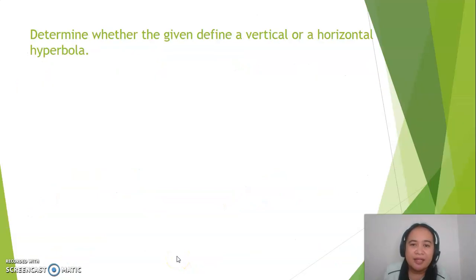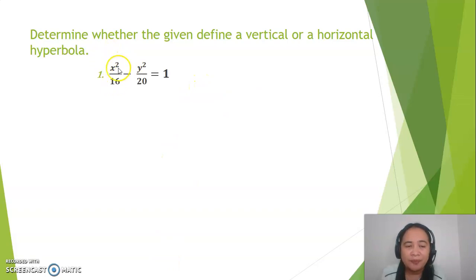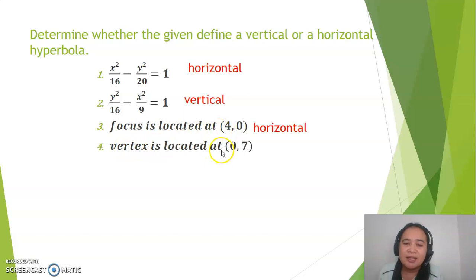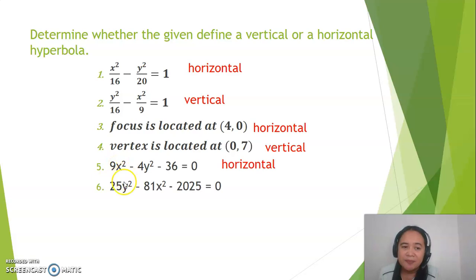Now let's have an example. Identify whether the given is vertical or horizontal. Number 1. X squared is subtracted, therefore it's horizontal. Number 2, y squared is subtracted, therefore it's vertical. Number 3, focus is located at 4, 0. 4, 0 is along the x-axis, so therefore this is horizontal. Number 4, vertex is located at 0, 7, which is along the y-axis, so therefore it's vertical. In this case, for 5, 9x squared is subtracted, therefore it's horizontal. And 6, 25y squared is subtracted, therefore it is vertical.